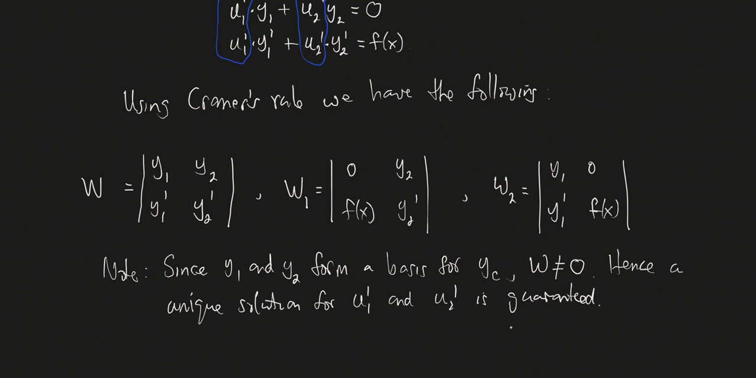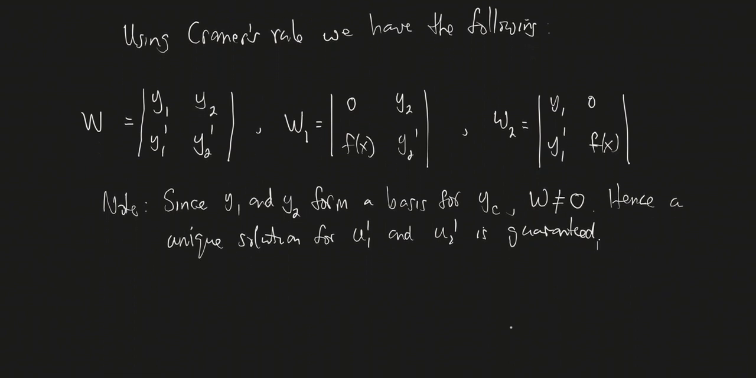Okay, so then let's write it down. So here's the formula. u1 prime, if you remember the pattern for Cramer's rule, you take the determinant that's modified for that particular variable. So in this case, it's going to be w1. And you divide that by the determinant of the coefficients of the original system, so in this case w, and u2 prime will be equal to w2 over w.